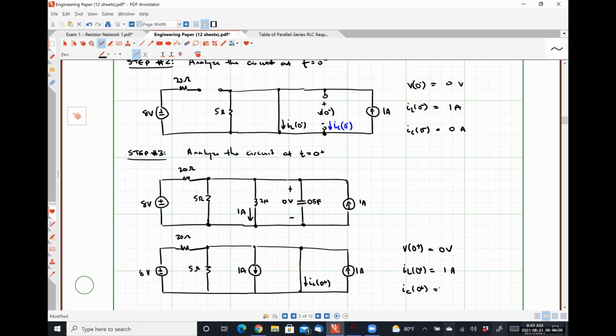Any thoughts? Would the voltage across the 5 ohm resistors also still be 0 since they're in parallel? Yes, so the voltage drop across the 5 ohm resistor is absolutely still 0, because it's in parallel with the short circuit that is representing the capacitor right now.